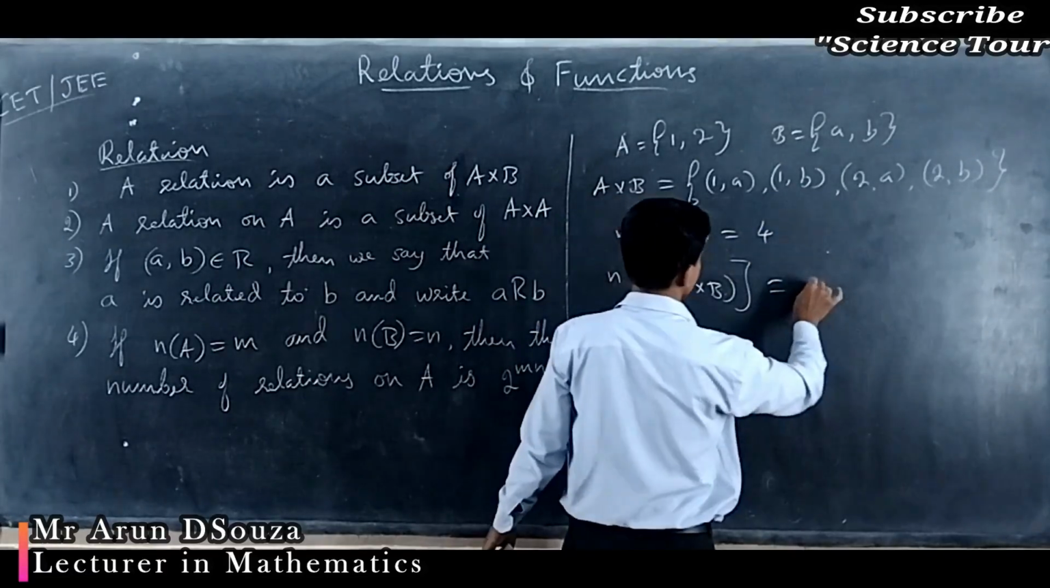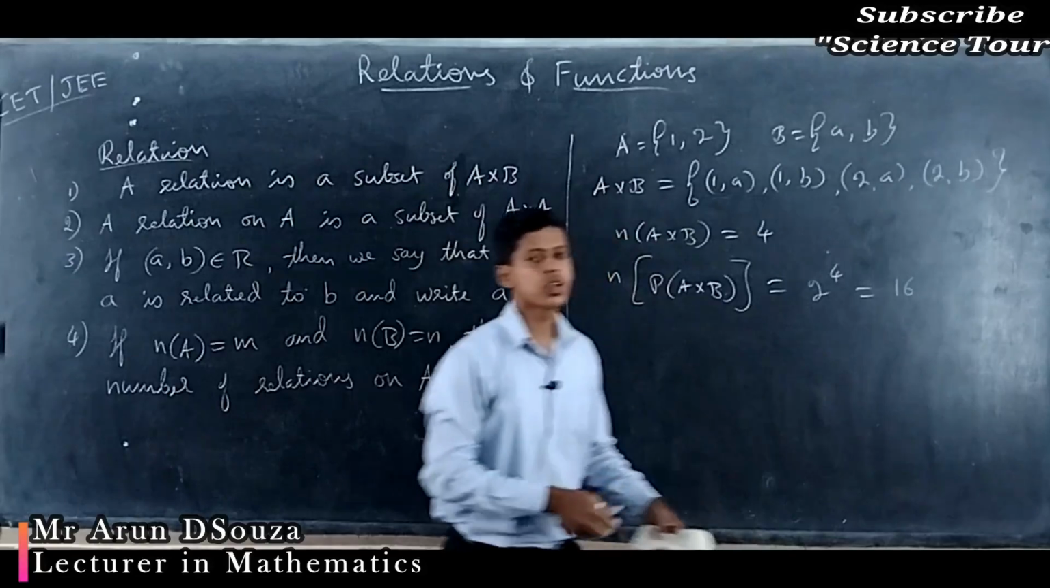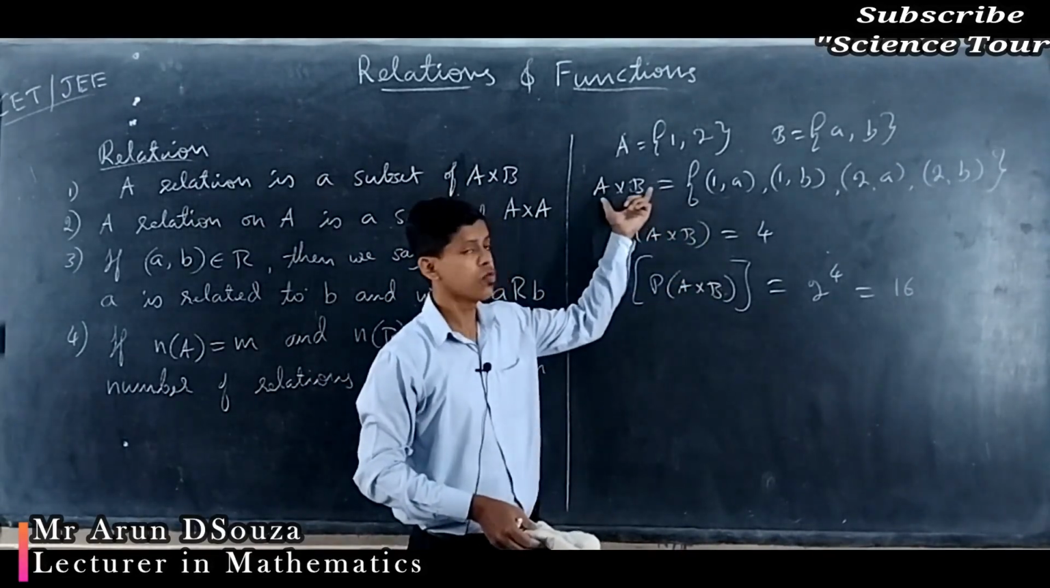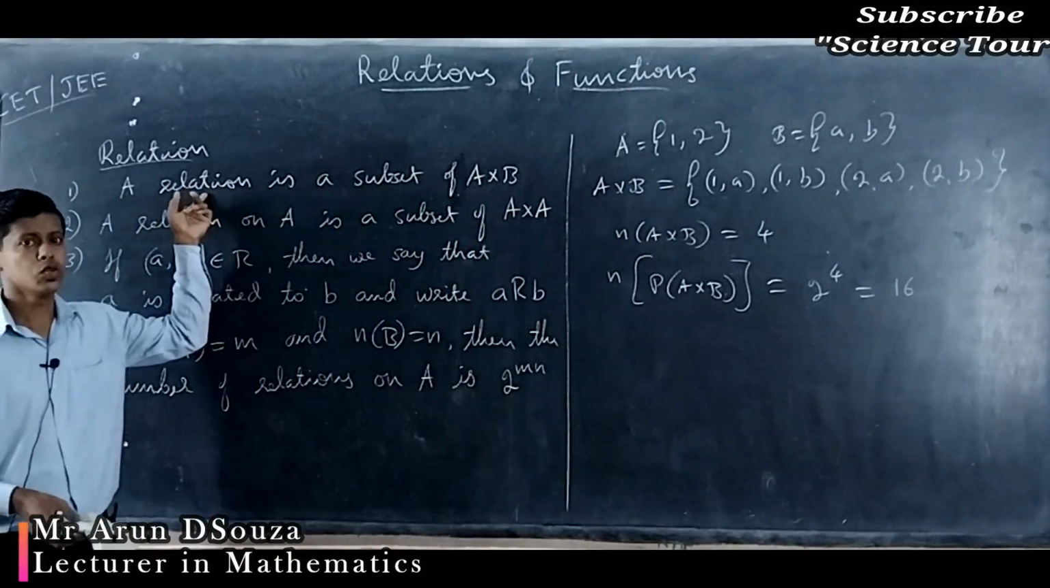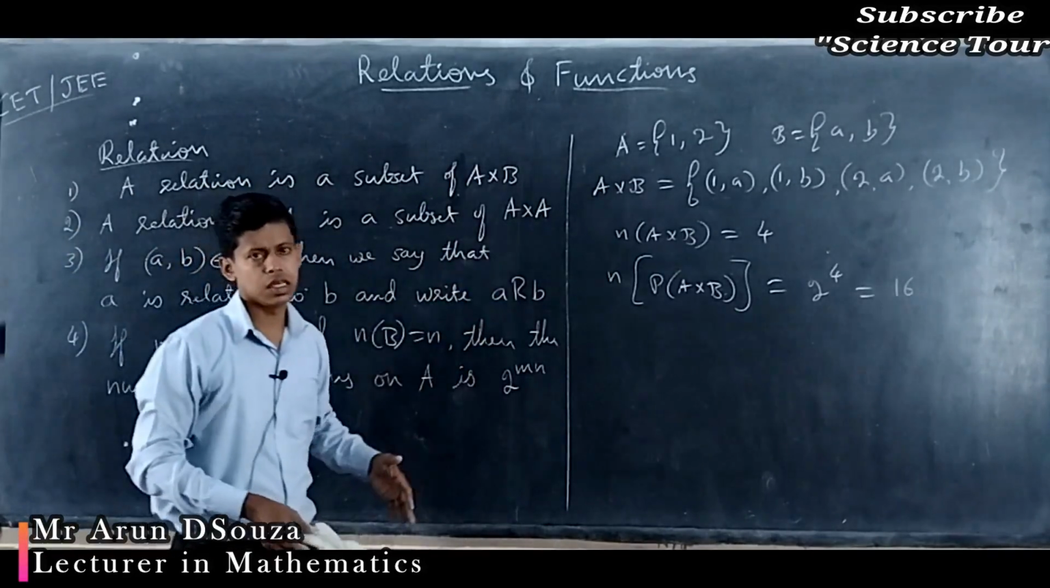So there are 4 here, so this will be 2 raised to 4, so 16 subsets possible. So there will be totally 16 subsets for A cross B, and all those subsets are relations. You take any particular subset, so that is a relation.